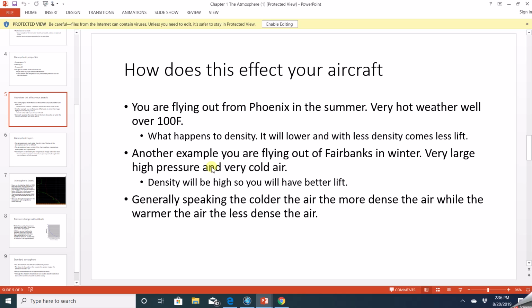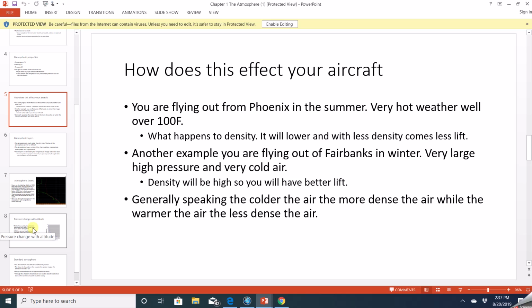Same thing happens in wintertime. You get some very, very cold air masses in Fairbanks, for example, or anywhere in a lot of the U.S. in the wintertime. What happens to that density? Well, the density has to go up. Pressure stayed the same, didn't it? We're going to make that assumption. So the temperature went way down, so the density had to go up. You can see right here how they're all related to each other.